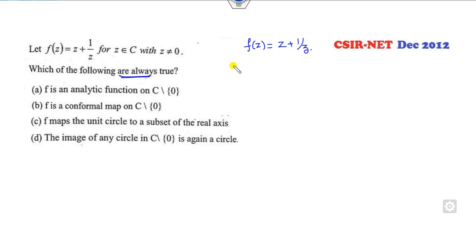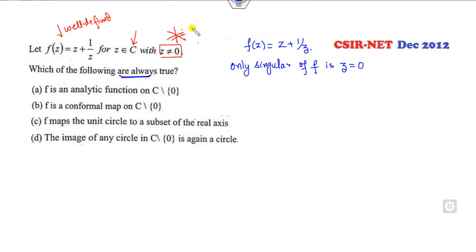What is the only singularity of f(z)? It is z is 0. Make sure, students, it doesn't mean that z = 0 does not belong to the domain. The domain is the complete complex plane. z is not 0 is defined for the well-defined function. Fine, it doesn't mean that the domain is C minus 0. It doesn't mean that.